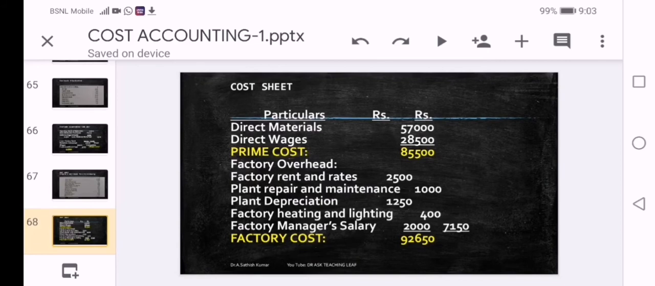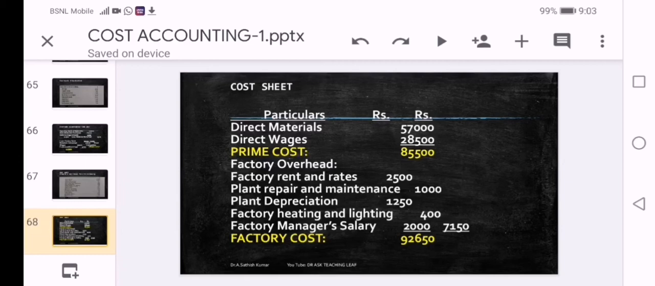Now you take this cost sheet. Direct material 57,000, from the problem we are taking now. Similarly, direct wages 28,500. So no chargeable expenses or direct expenses are given in our problem. Only two items are there. Just take the two items total in the inner column and show in the outer column 85,500, which is prime cost. Now we have to start overheads.